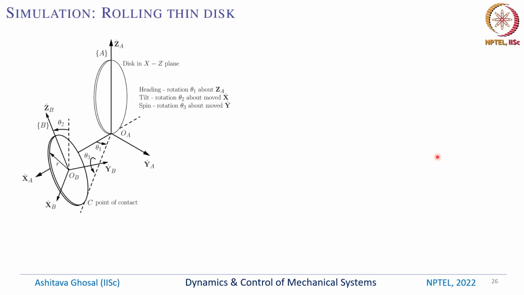Let's continue. Let us look at this simulation of the rolling disk. The first simulation was a 2-link robot with no constraints. The second simulation of the 4-bar mechanism had loop closure constraints, and then we had the Lagrange multipliers. In this third simulation, we impose what are called non-holonomic constraints, so constraints involving velocities.